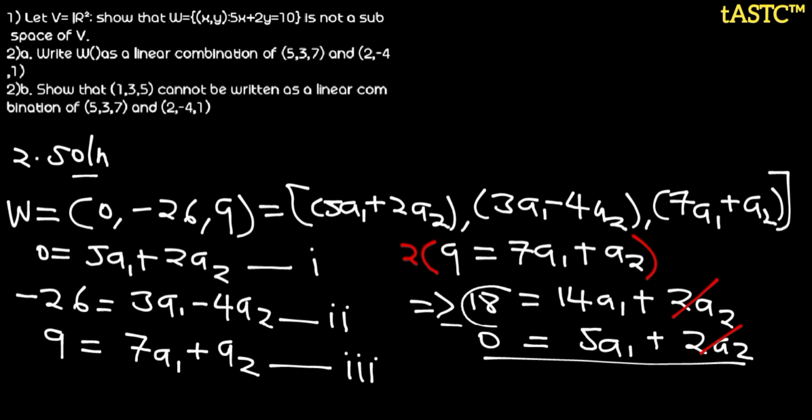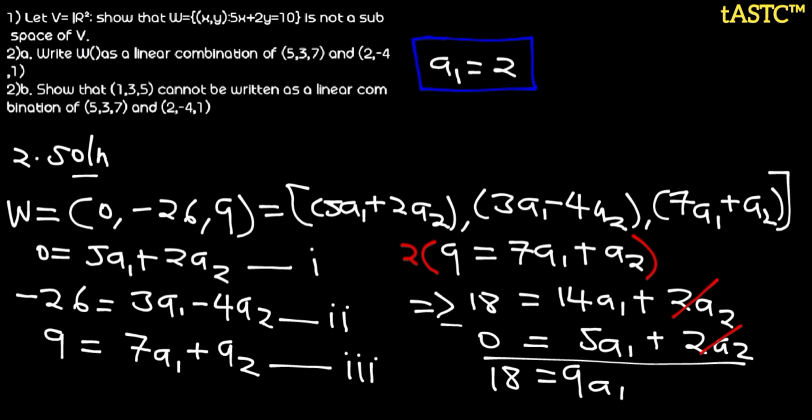And that will give us 18 minus 0 on the left hand side, which is going to be an 18. And here we have a 14 minus 5. That gives us a 9. So this is going to be a 9A1. So here we're going to see that A1 is going to be 18 divided by 9, and that will be 2. So therefore we have A1 is equal to 2.